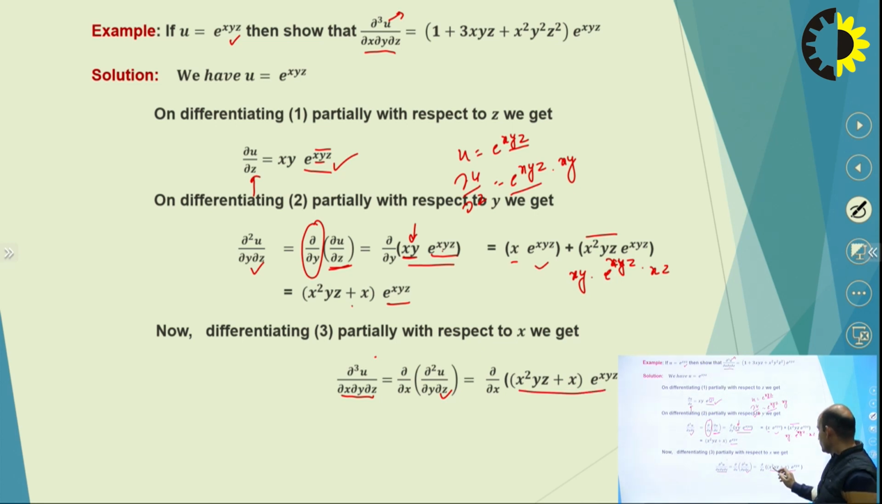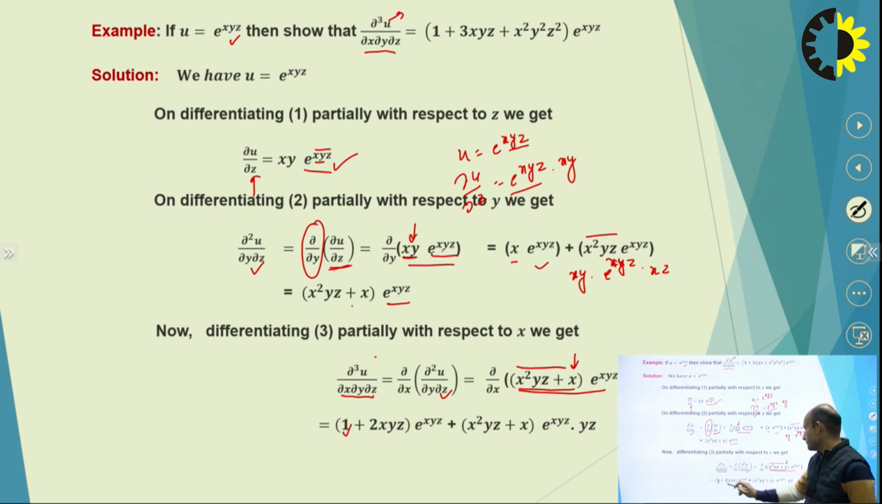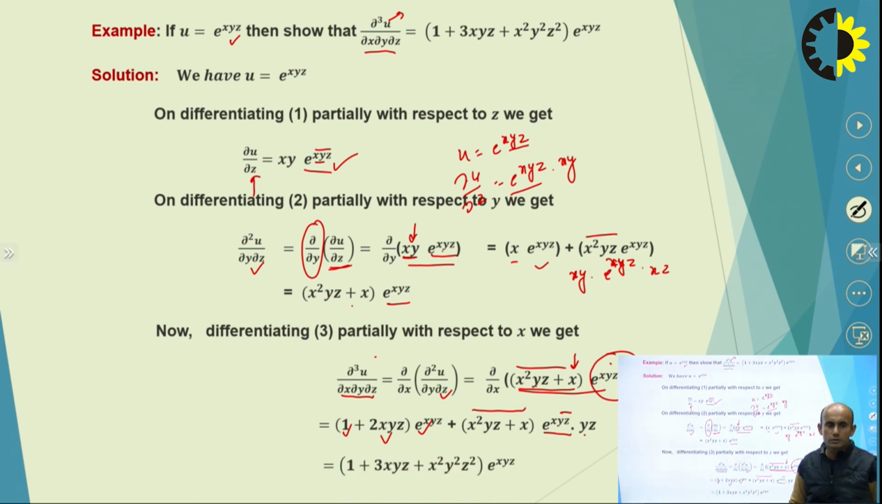It means we have to differentiate by parts, or first we have to differentiate this function. So the differentiation of x is 1 here, and the differentiation of this function is 2xyz, and the second function as it is. And again now if we differentiate this function, since we have the first function as it is, we have to differentiate this function with respect to x. It means y and z will be constant here. So we get the differentiation of this function, which is equal to 1 plus 3xyz plus x square y square z square into e raised to x y z.